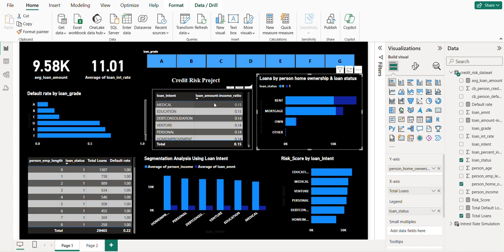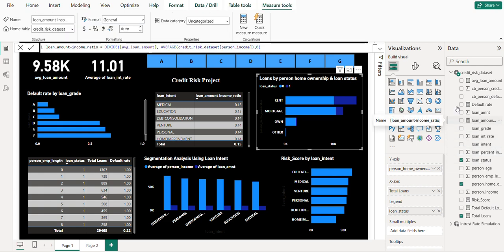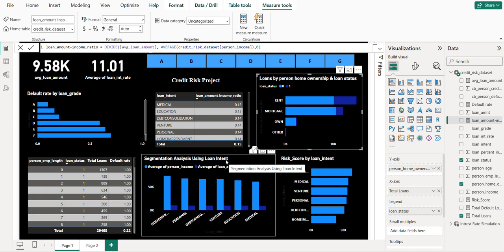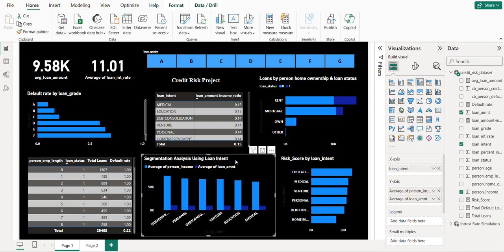So we have used DAX for the loan amount to income ratio. Just give me a second, let me show you that. Yeah, this is the loan amount income ratio. We have divided the average loan amount by the person's income, and this calculates the loan amount as a percentage of the borrower's income. Then we have this segmentation analysis using the loan intent.